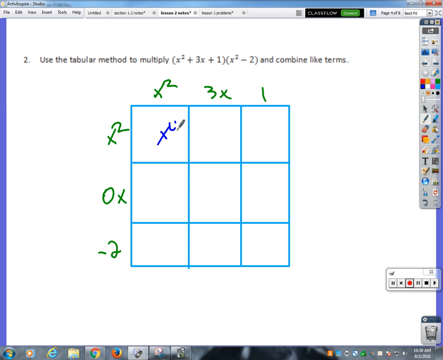X to the 4th, 3x cubed, x squared, and then when you multiply 0 by anything, it's just going to be 0, right? So those are all going to be zeros in the middle, which again, right now you're like, why do we even write them then? But trust me. Negative 2x squared, negative 6x, and negative 2. And then you still get this diagonal idea of being able to combine the like terms. Okay? So hopefully you got the final answer of x to the 4th plus 3x cubed minus x squared minus 6x minus 2. Yep, okay.